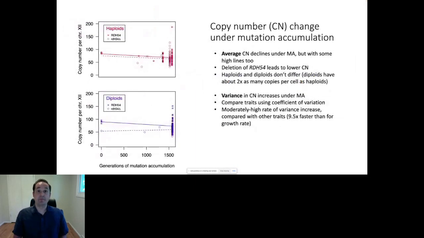So what did we find? The copy number actually mostly declined under mutation accumulation. Some lines got really high, but for the most part, the average decreases. The haploids and diploids don't differ. So here I'm referring to copy number per chromosome 12. Diploids have twice as many, and so we can just imagine they have twice as many total copies per cell as haploids do.